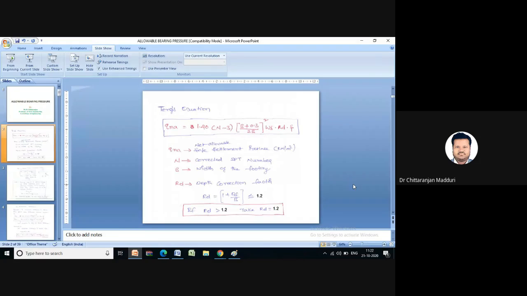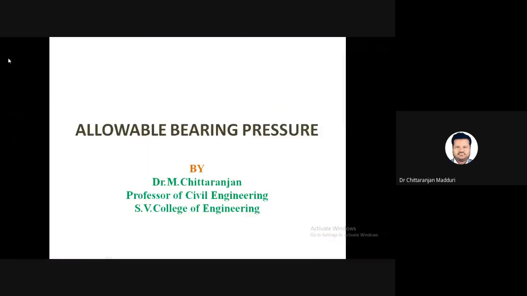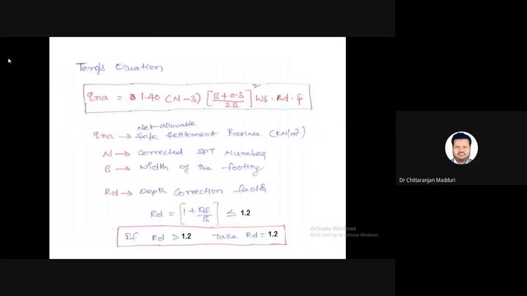So earlier I gave some equations to estimate the bearing capacity of soil based on shear failure. In today's class I am going to explain the calculation of net allowable safe settlement pressure by considering the settlement. That means if you apply pressure on the soil mass, the settlement should be within permissible limits. Terzaghi and Peck has given one equation to calculate the net allowable safe settlement pressure.